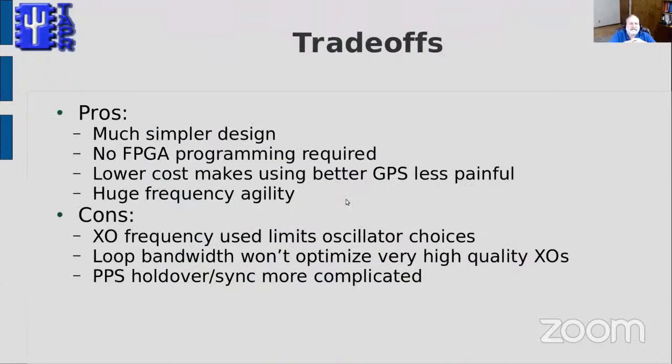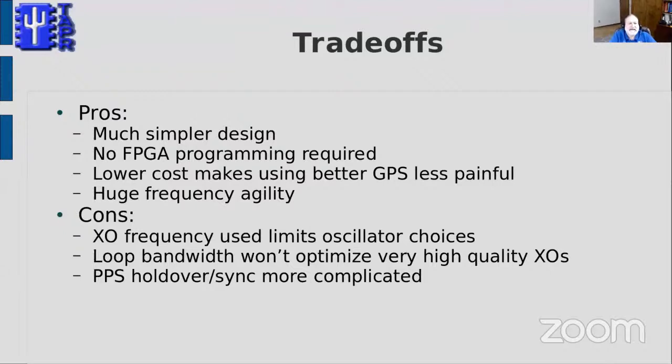Now, the trade-offs of this design are these. On the Pro side, it's much simpler. There's no FPGA programming required, and the cost of the non-GPS components is much less. So that makes it less painful to use a better quality GPS module. And it gives us huge frequency agility with 10 outputs and any kind of frequency we want, basically from 100 kilohertz to a gigahertz.